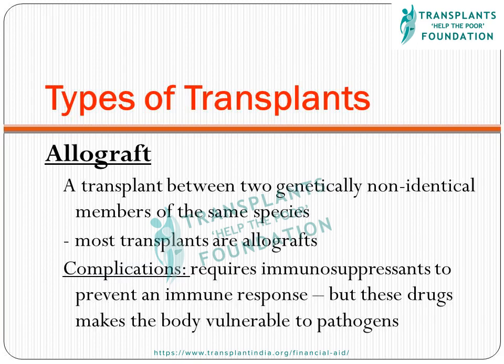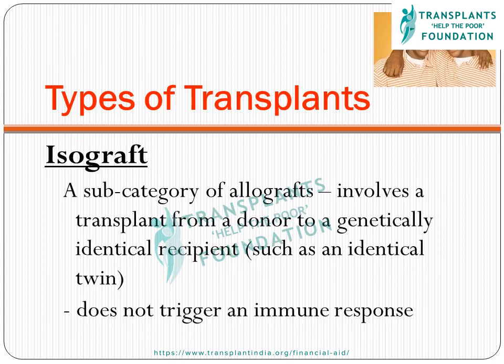Types of transplant: allograft. A transplant between two genetically non-identical members of the same species. Most transplants are allografts. Complications: requires immunosuppressants to prevent an immune response, but these drugs make the body vulnerable to pathogens. Types of transplants: isograft. A subcategory of allografts involves a transplant from a donor to a genetically identical recipient, such as an identical twin. Does not trigger an immune response.